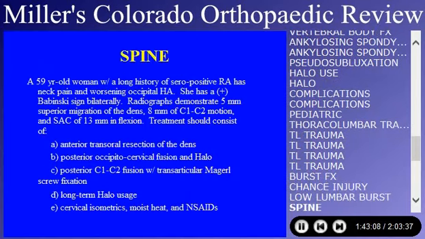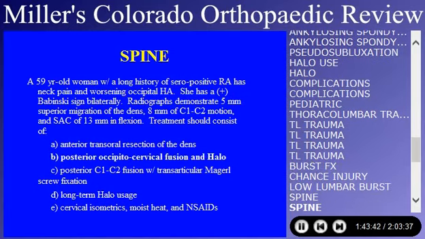Okay, Dan Keefe, a 59-year-old woman with a long history of seropositive RA, neck pain and worsening occipital headaches, positive Babinski sign bilaterally. Radiographs demonstrate 5 millimeters superior migration of the dens, 8 millimeters C1, C2 motion, SAC of 13 millimeters in flexion. Treatment should consist of, what do you think? Yes. Clear-cut superior migration of the dens in addition to C1, C2 instability. So absolutely. When in doubt, include the occiput.